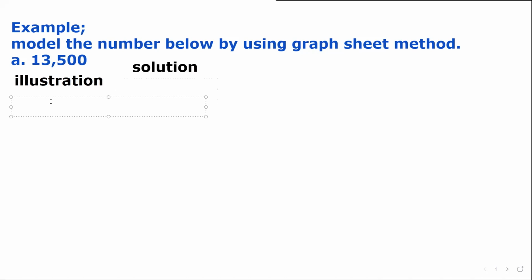After the illustration, you write the questions and write their real value. When you talk about the real value, it is the face value times what? The place value. So the number itself times its position will give you the real value. So here, the number is 13,500.